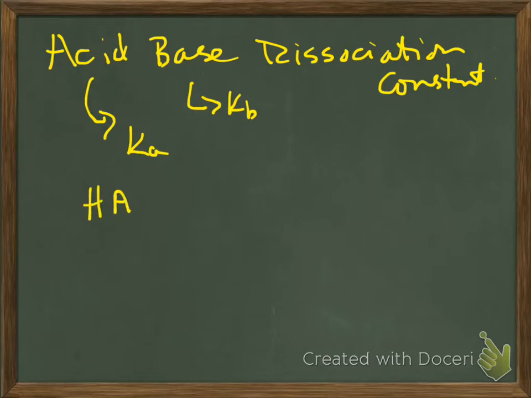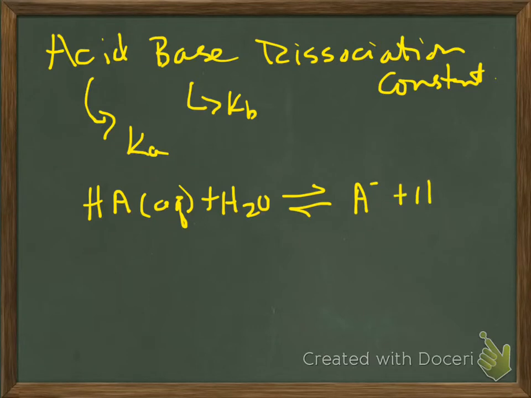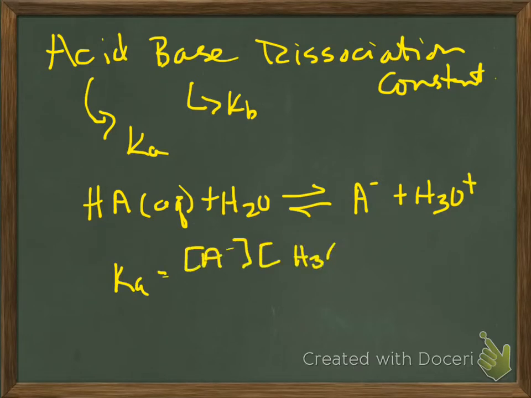If we take HA as a weak acid in solution, and it's in water, that sets up an equilibrium with the anion and the hydronium ion. Right, your Ka then is your anion times your hydronium, and that would be over your weak acid concentration. Remember that water is a pure substance, so it doesn't enter in. Let's look at a real quick problem using a dissociation constant.